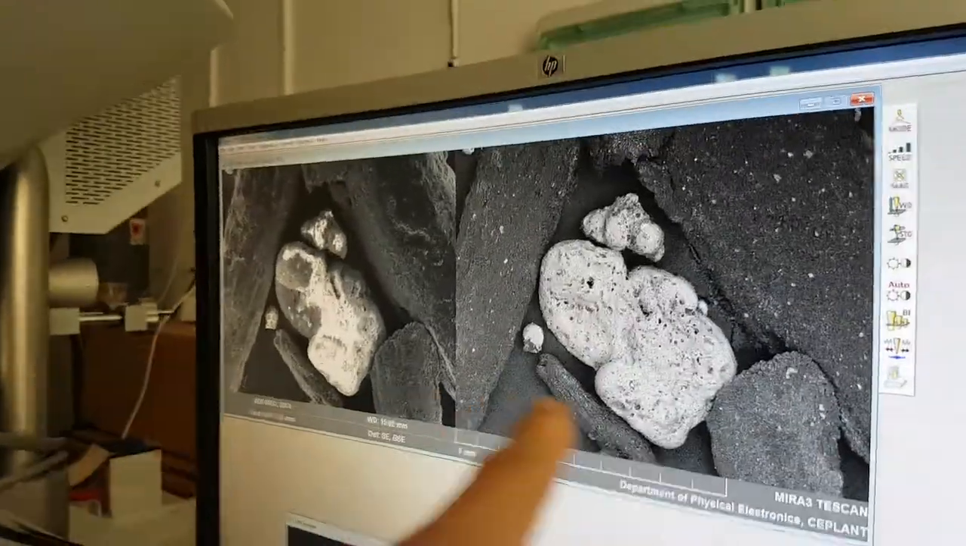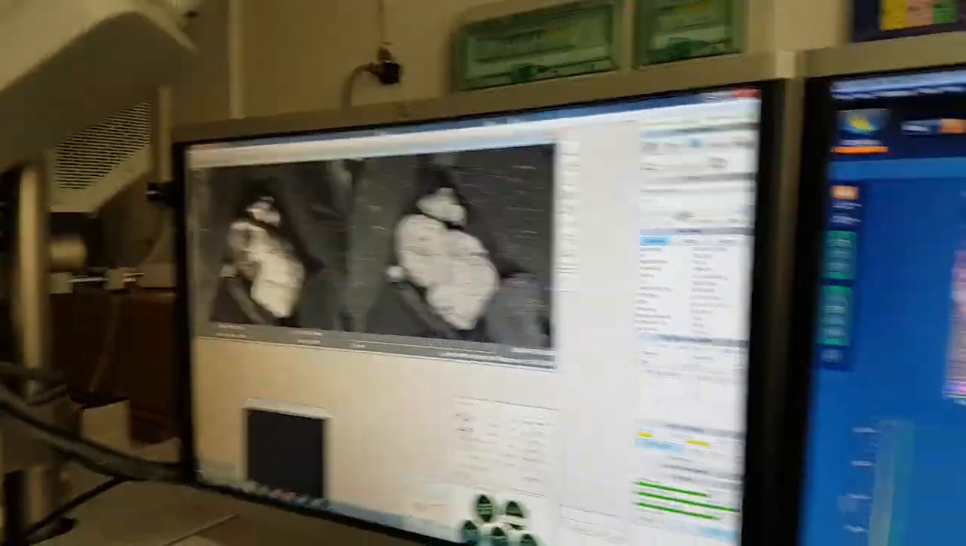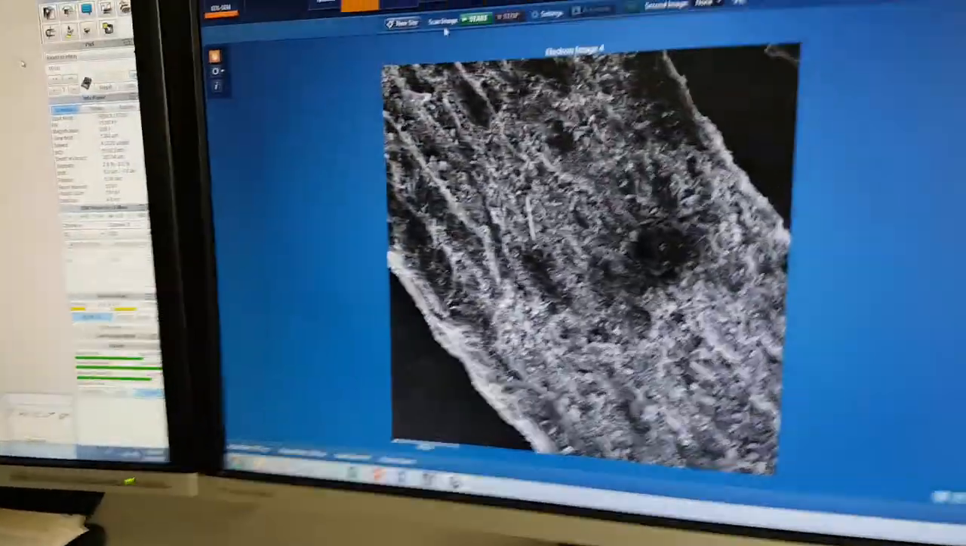Let's have a look at this blob that was looking a bit different. So let's have a look at it. Yeah. Let's have a spectrum on just the blob itself.